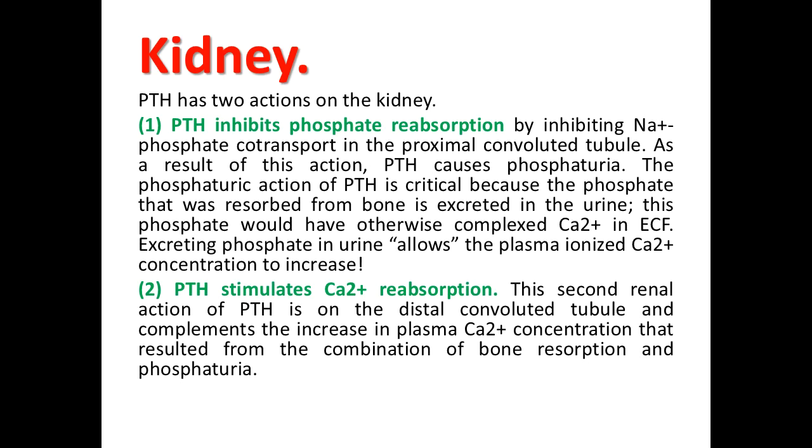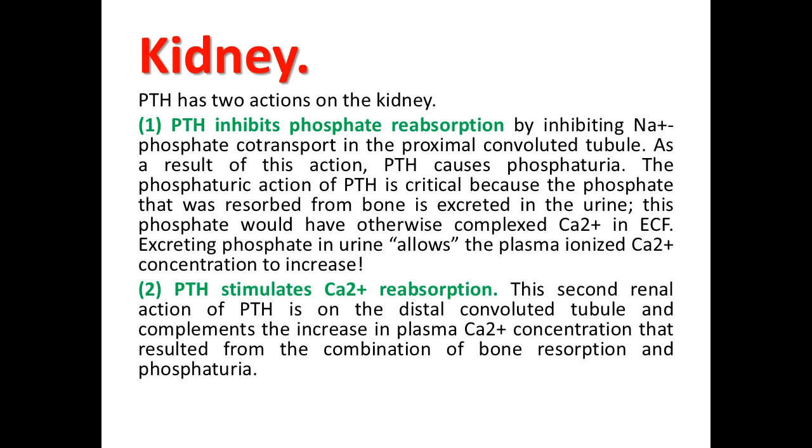Why? Because this phosphate, when it remains in the body, will complex with calcium in the extracellular fluid and will decrease the level of ionized calcium. While when phosphaturic action of parathyroid hormone occurs, this phosphate will not be allowed to complex with calcium, and so excreting phosphate in urine will allow plasma ionized calcium concentration to increase.